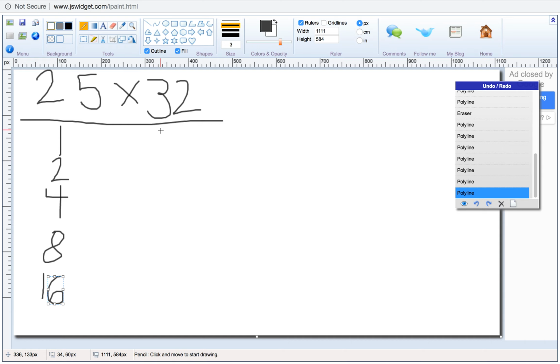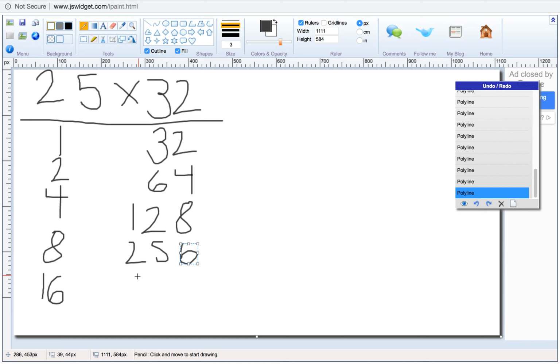So for column 2, you always start with the same number that's in column 2. So we're going to do 32. We're just going to double 5 times. So 64, and then 128, 256. And then our last one is 512.